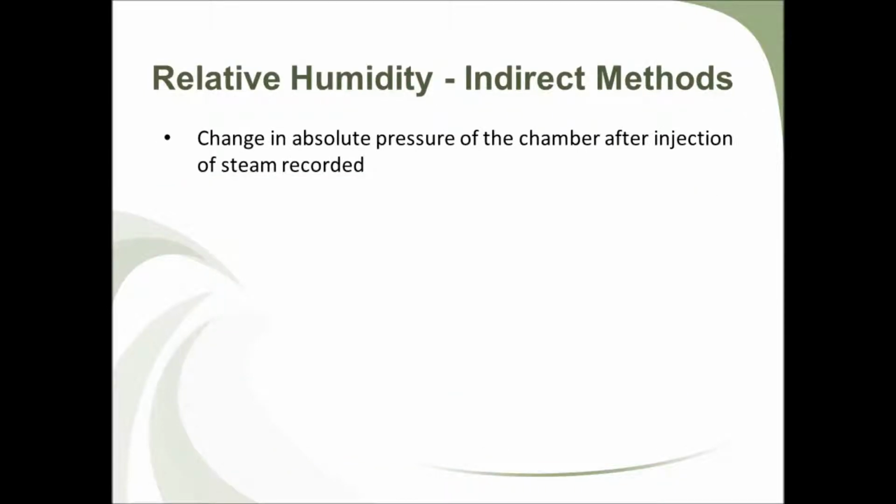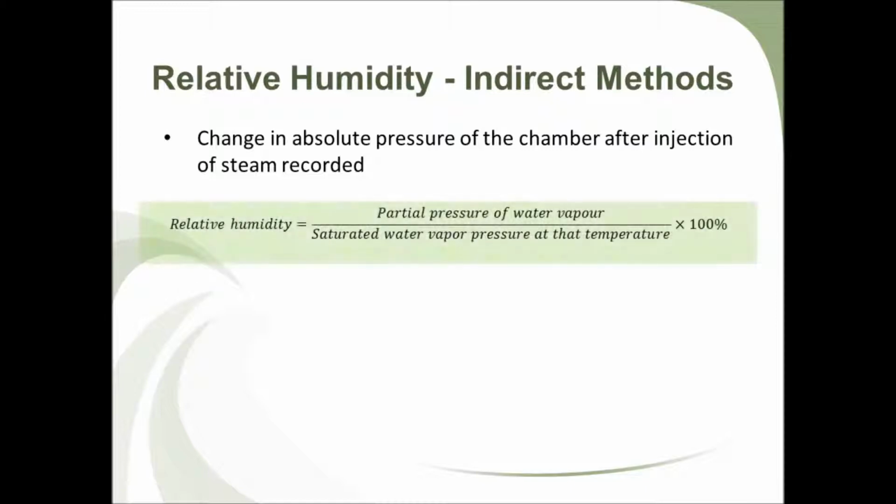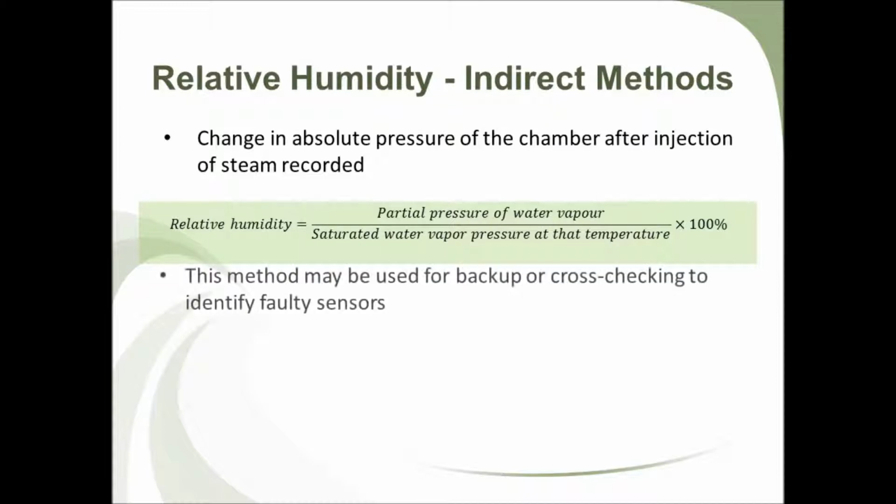To obtain relative humidity measurements indirectly, calculations can be done using the equation shown. Partial pressure of water vapor is determined from the change in absolute pressure of the chamber after injection of steam. The saturated water vapor pressure at a particular temperature can be found in reference text. Indirect methods also can be used as a backup or for cross-checking to determine if sensors involved in direct measurements are faulty.